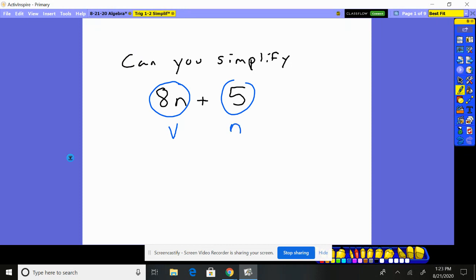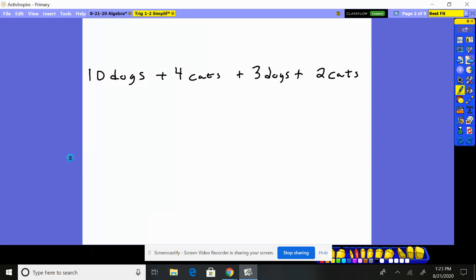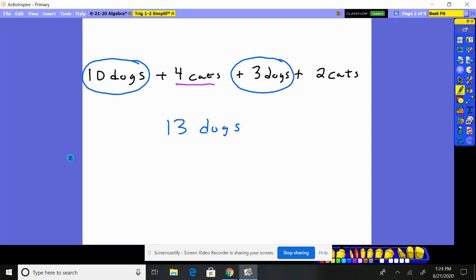We know that. So let's say we have 10 dogs plus 4 cats. Let's say that's what Amy has. And she brings them over to Beth's house, who has 3 dogs and 2 cats. Well, what overall do we have? Well, we're going to count and put together like things. In this case, the like things are dogs, 10 of them and 3 of them. So we have 13 dogs. And then we have what? 4 cats and 2 cats, which gives us a grand total of 6 cats.